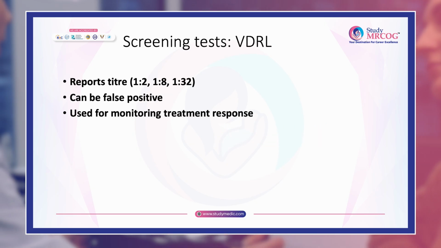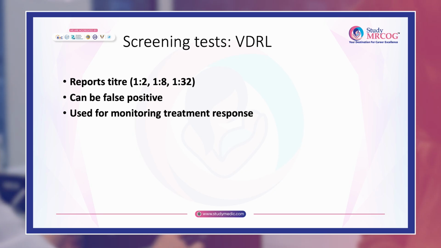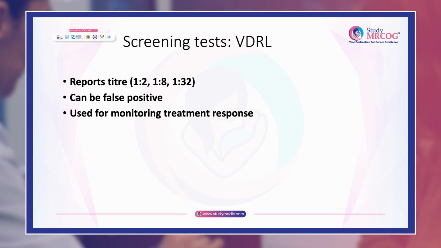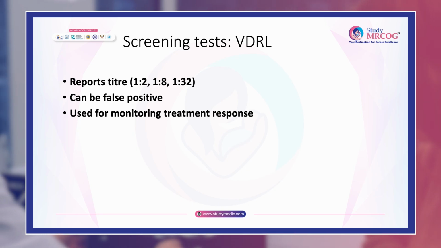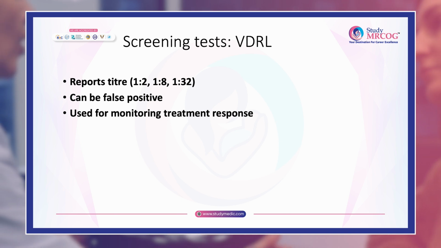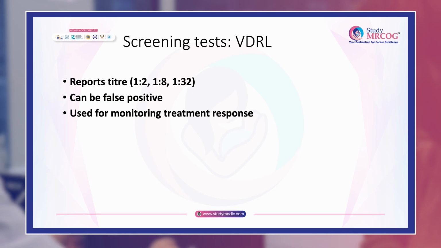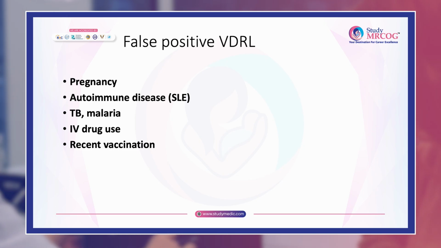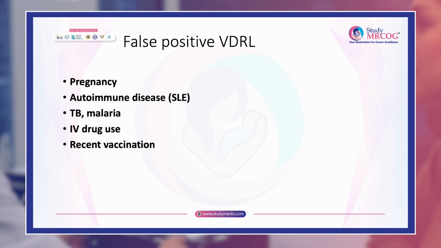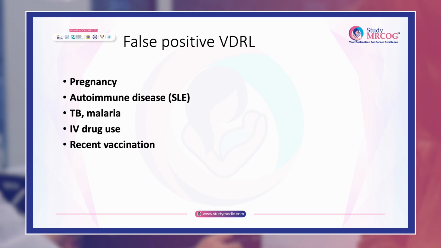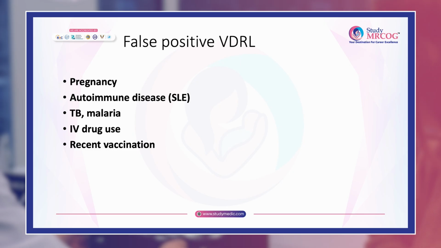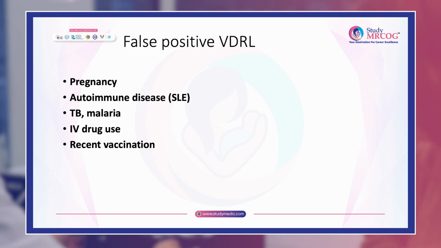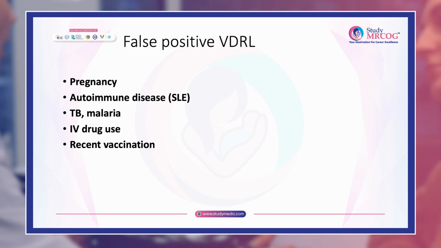VDRL is a screening test, and it gives titers like 1:2, 1:8, 1:32, like that. It can be false positive and is used to monitor treatment response. Now, treponemal tests are confirmatory, and once positive, they will remain positive for life. VDRL can be falsely positive in conditions like pregnancy, autoimmune diseases like SLE, TB, malaria, IV drug use, and even after recent vaccination. So that is why in pregnancy, a positive VDRL must always be confirmed using a treponemal test.